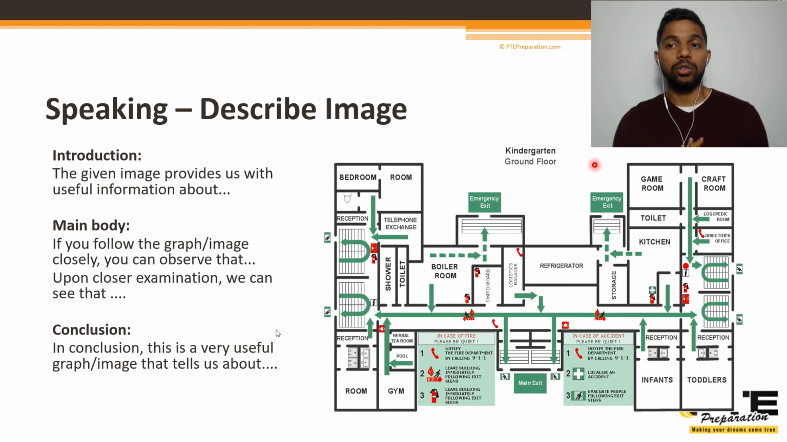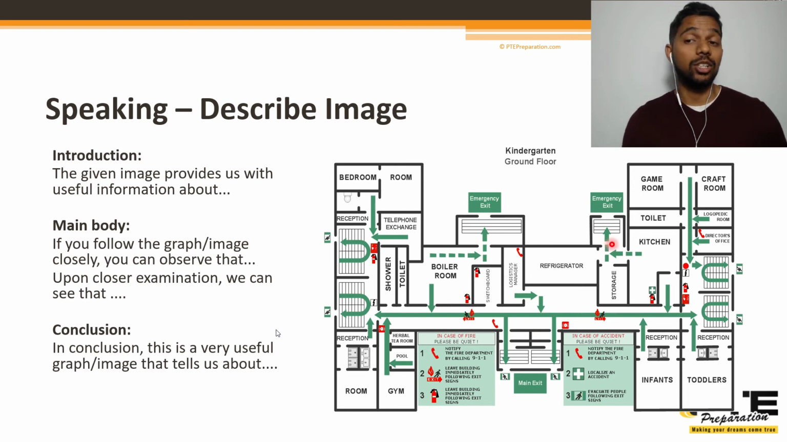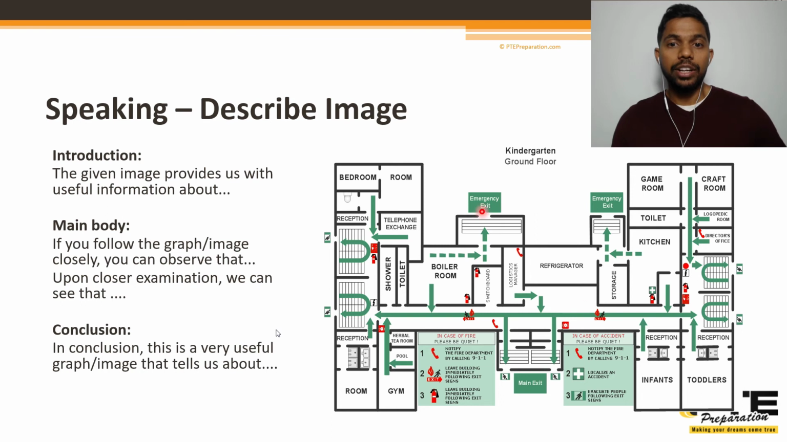Where I talked about the top right corner, I talked about the top left part of the image. Again, those are things that you can use when it's an image. You can say to the right of the image, to the left of the image, to the bottom of the image, to the top of the image. Those are all words that you can use. And I concluded it by giving a general conclusion about it being a fire escape plan. So yeah, those are some examples of how to use the template.